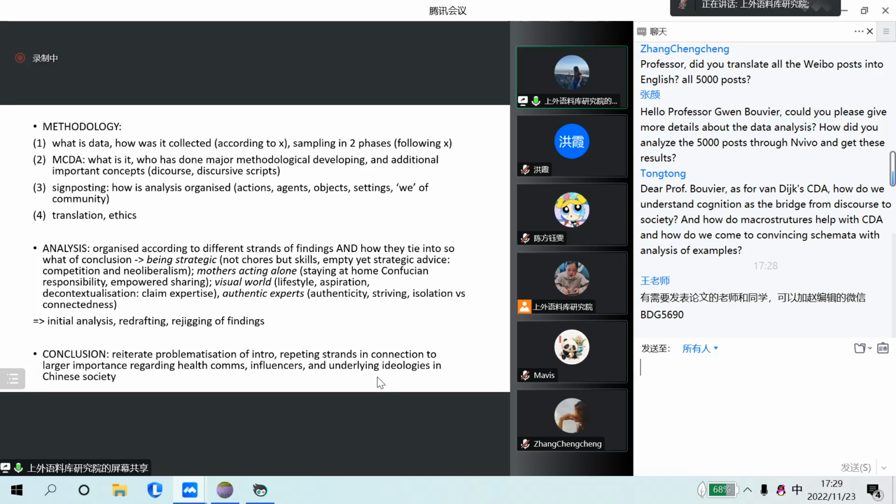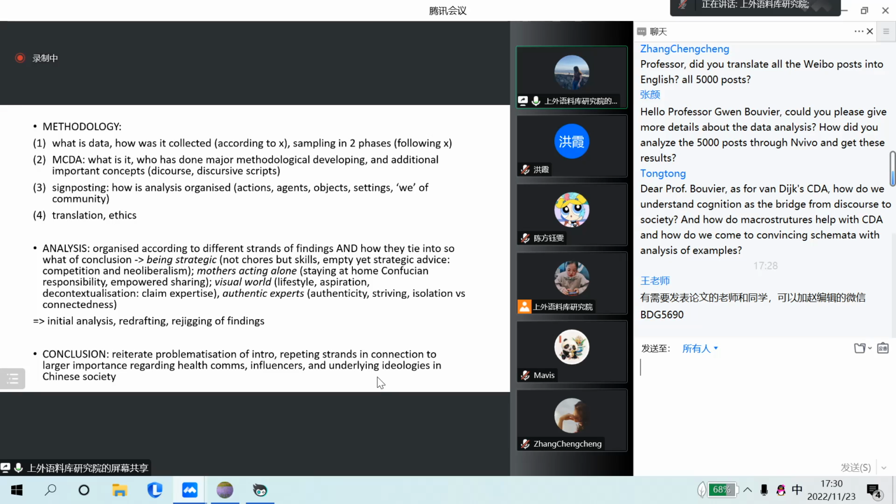The methodology was then discussed. We say, what is the data? How is it collected according to this and that example? And other people who have done this before. And the sampling was in 2 phases, following blah, blah, blah. Then we say, we applied MCDA. What is it? And who has done major methodological developing. Yeah, because it has to be up to date. And then we introduce some additional important concepts such as discourse. You at least have to explain this so everyone can come to your article, even if they're not discourse analysts. They can know what it is just because you run through the basics, if you will.